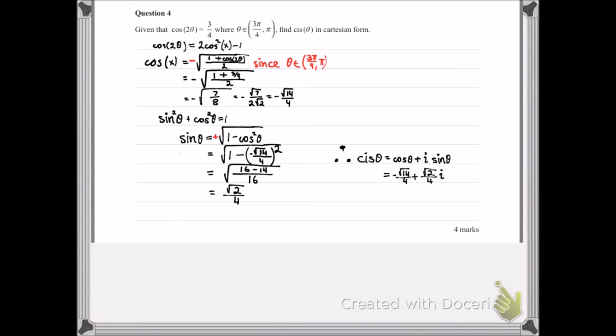Okay, fantastic, and there we have it. That's the cis theta represented in Cartesian form.